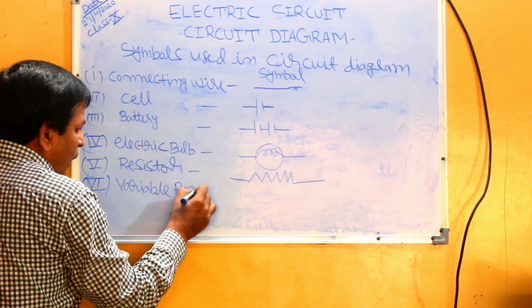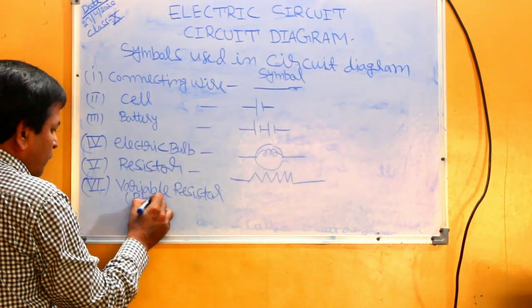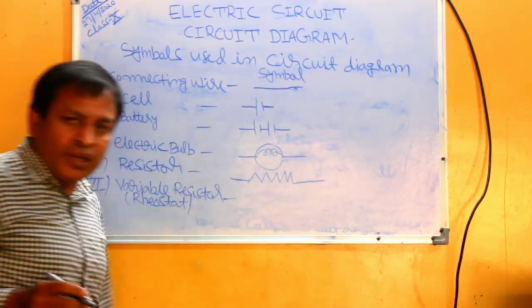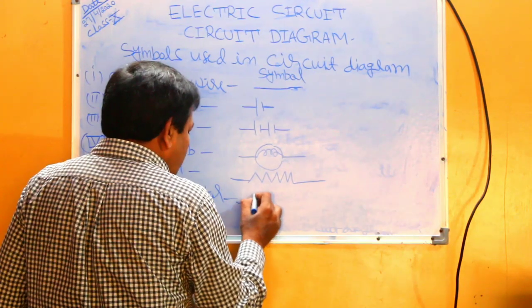Resistor. This is also called rheostat, R-H-E-O-S-T-A-T. Rheostat. Just we put an arrow mark on resistance, that becomes variable resistor.